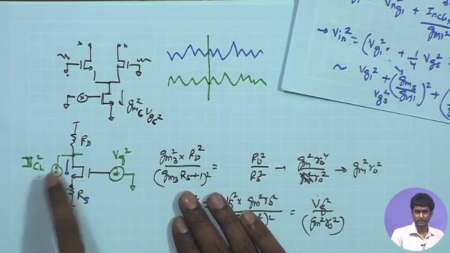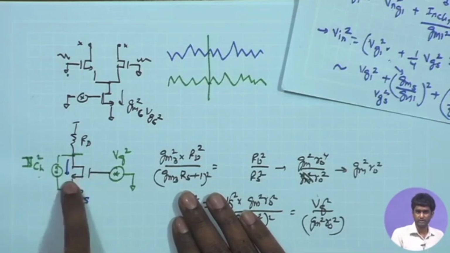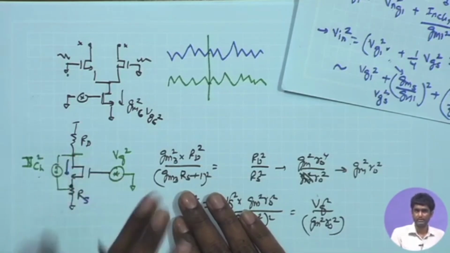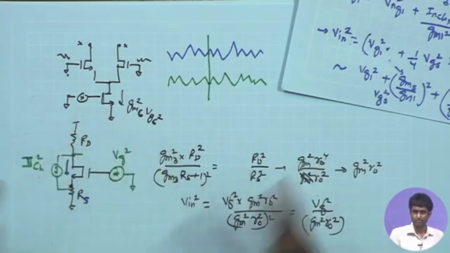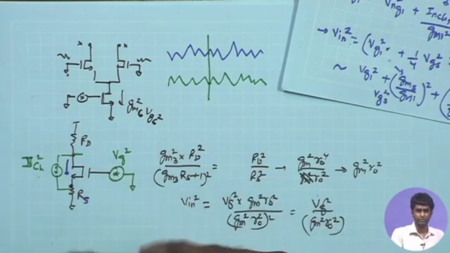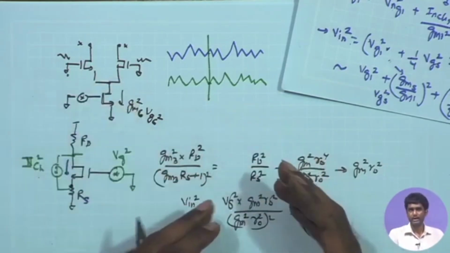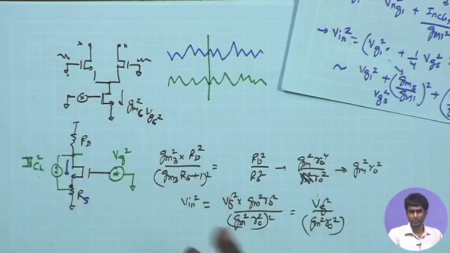VG going up will try to increase the channel current, and that will try to increase the voltage at the source of this device, and that will again reduce VGS, and hence try to suppress the increase in the channel current. So this negative feedback mechanism present in the cascode device is helping us in reducing the effect of noise contribution of these devices on the output, and hence the input referred noise. Therefore, we are ignoring it.